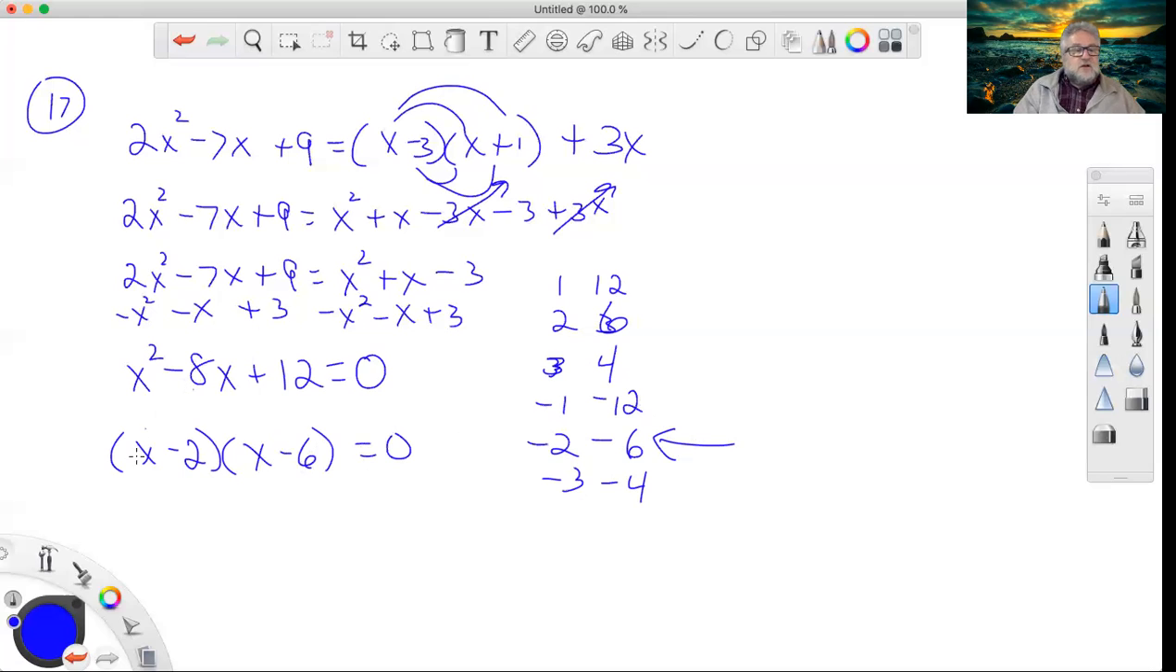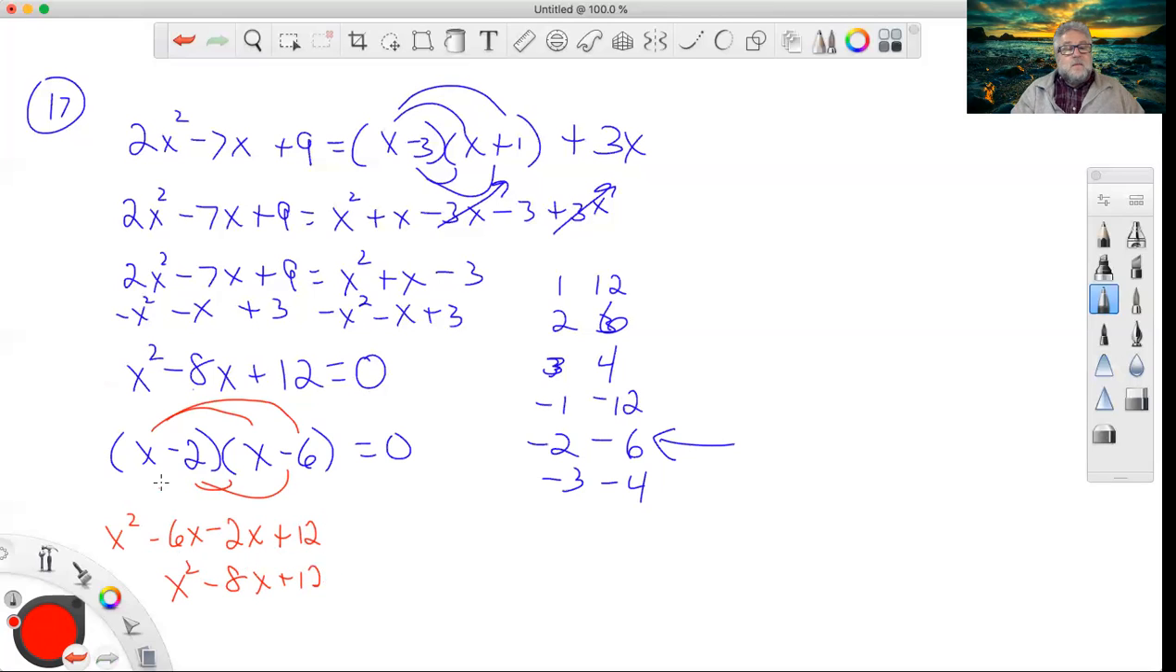So this is going to be x minus 2 times x minus 6 equals 0. And just for fun, you wouldn't be expected to do it, let's check and see. That would give me x squared, last outside, minus 6x, inside, last, 2. So x squared minus 8x plus 12, and sure enough, that works. Okay, but let's go back to our original equation.